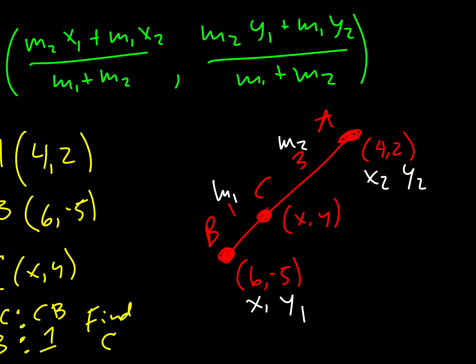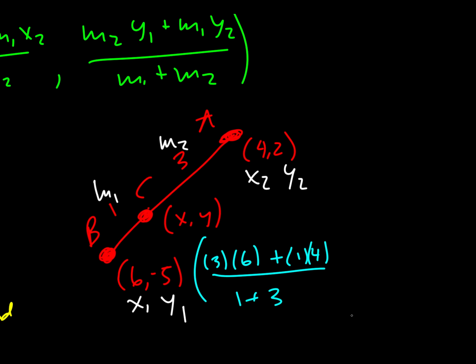Alright, so we have M2. Let's use a different color. M2 is 3, and then we times that by X1, which is 6, and then M1 is 1, X2 is 4. That's all divided by 1 plus 3. Then M2, Y1, so that's 3 times negative 5 plus 1 times 2. That's all over 1 plus 3.